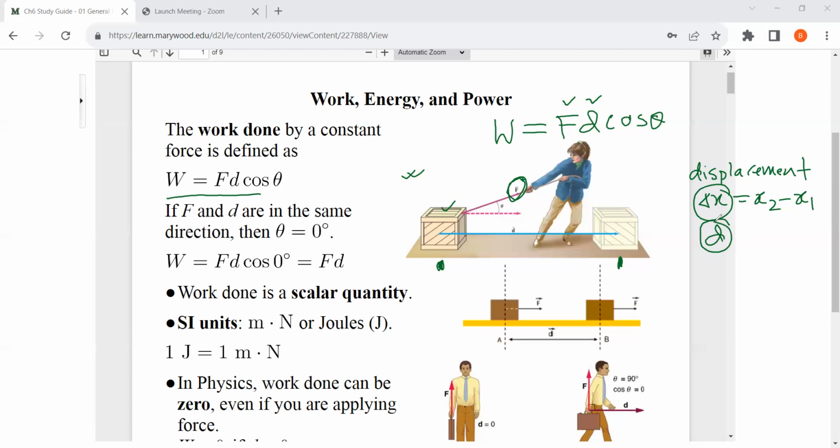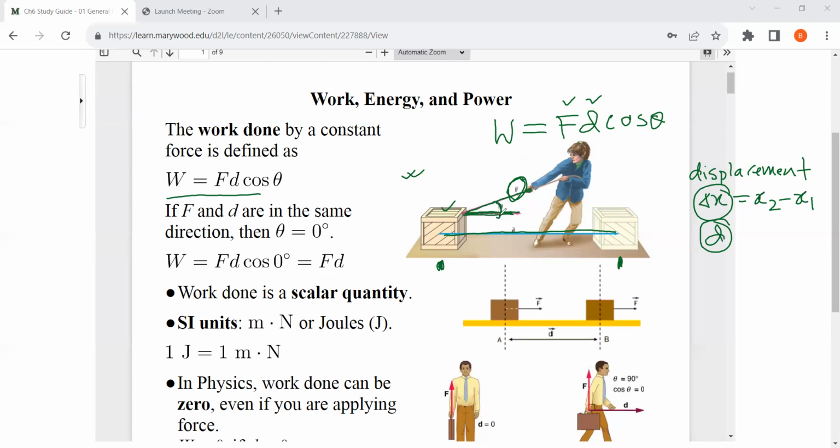So the work done here is W equal to F, the force she applied, times d, the displacement, and here angle theta is basically the angle between the force and the displacement. This line is parallel to the displacement, and the angle is basically this.